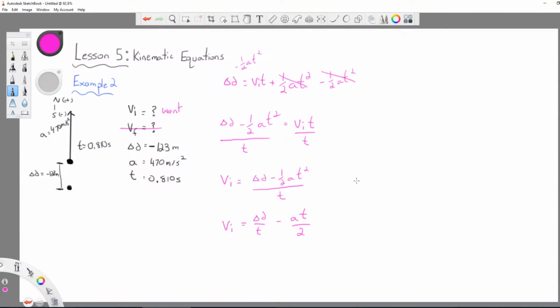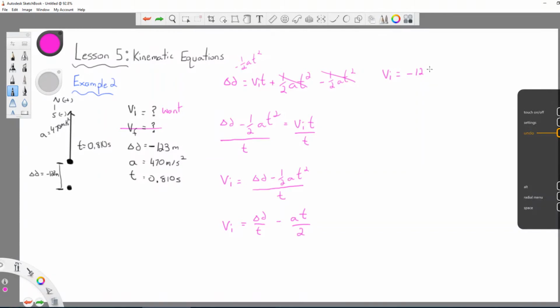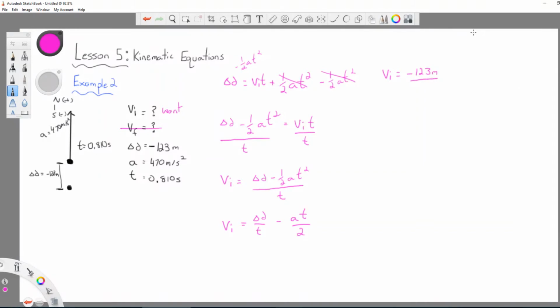Now let's plug some numbers in. VI is equal to negative 123 meters, divided by the time of 0.810 seconds, minus the acceleration, which is 470 meters per second squared, times our time again, 0.810 seconds, all divided by 2.